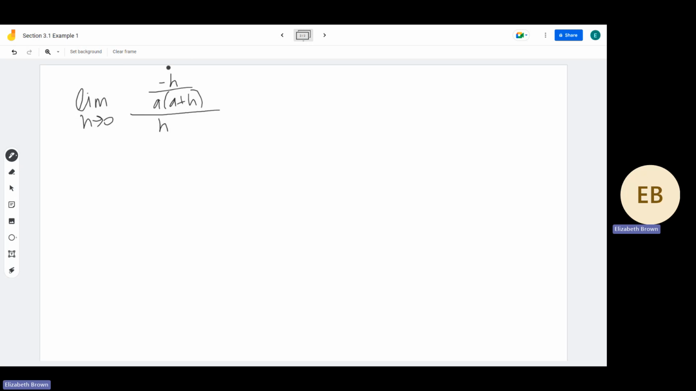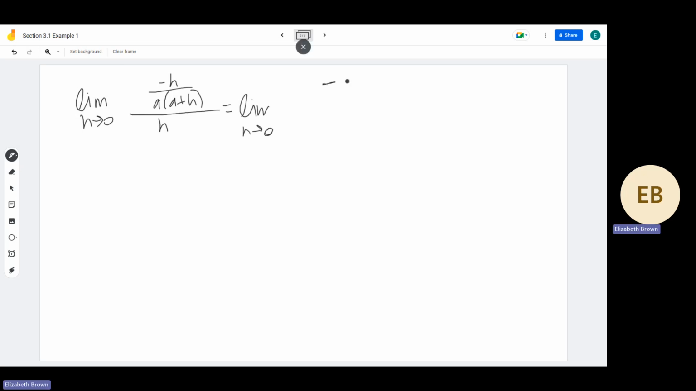If you have a fraction divided by something, you simply multiply your 2 denominators. So I'm going to take the denominator from the top and the true denominator of the whole fraction and multiply them together to get rid of my improper fraction. So I still have a limit. We haven't done that part yet. My numerator is still negative h.